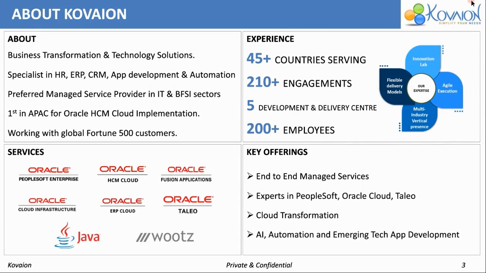Before getting into the topic, I would like to give a brief introduction about Kovaion. Kovaion is a business transformation and technology solution partner. We are headquartered in the UK and spread across USA, Philippines and India. We are an Oracle boutique partner specialized in HCM Cloud, ERP Cloud, and PeopleSoft applications, offering end-to-end implementation, support, upgrade and enhancement services. Our experience talks about servicing 45 plus countries where we did multi-country implementation and rollout. We have executed 210 plus engagements and have customers across different domains with a strong team of 200 plus consultants.